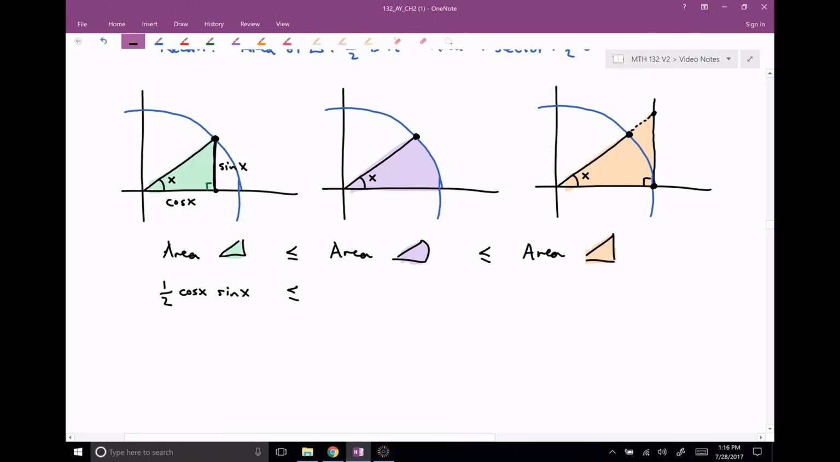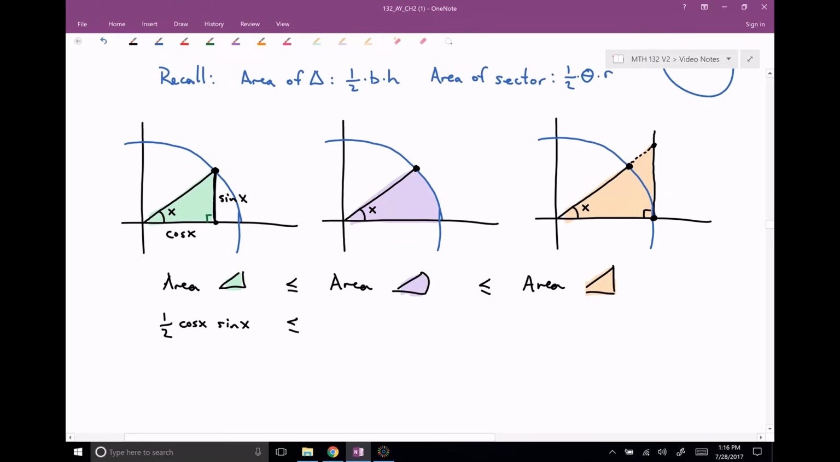And that's going to be less than or equal to the area of the sector. So the area of the sector, using this formula over here, is 1/2. The theta value here, what is your angle? Well, that's given by x in this case. And then finally, what is the radius? Well, the radius of the unit circle is 1, so this is going to be 1 squared.